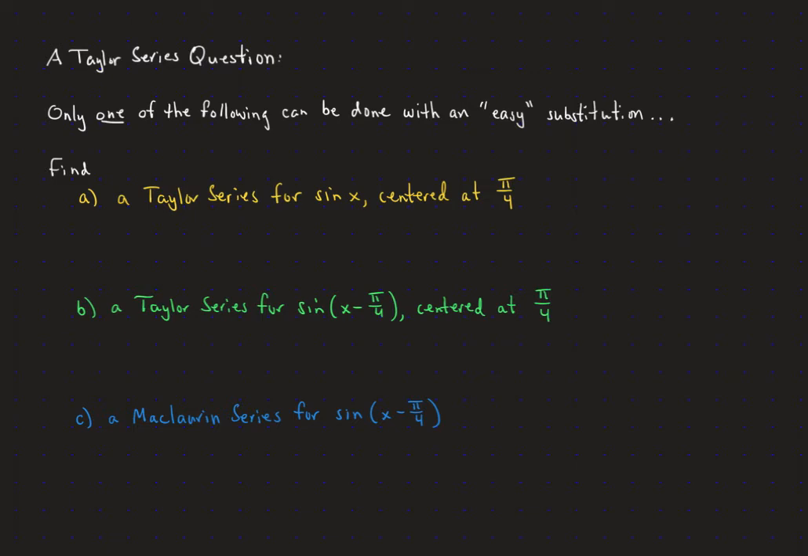So only one of the following can be done with an easy substitution. We're going to read through these, and you might want to pause the video to think about it a little bit and see if you can figure out which ones work and why the ones that don't work don't work. So only one of these would be an easy substitution. Part A is a Taylor series for sine x centered at pi over 4. Part B is a Taylor series for sine of x minus pi over 4 centered at pi over 4. And part C, a Maclaurin series for sine of x minus pi over 4.